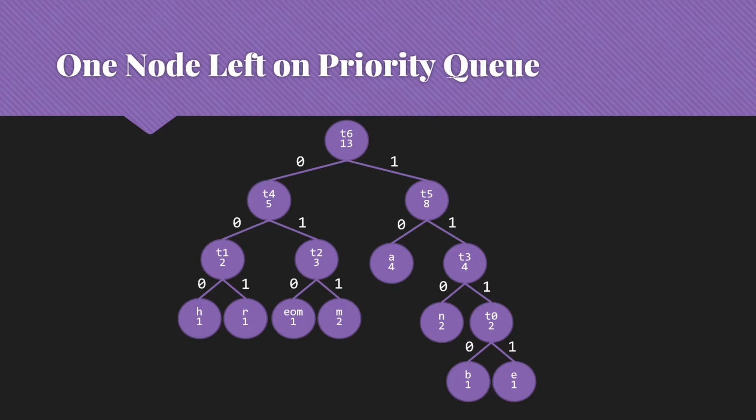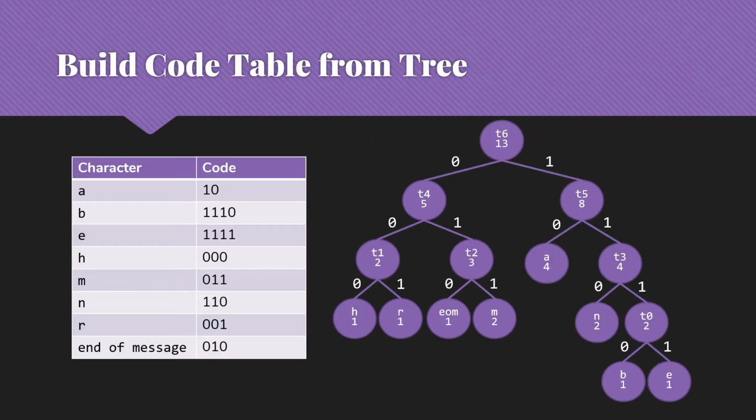The next step will be to actually create a code table from the tree. So we're going to go through each of our characters and basically go through the tree, do a traversal, and find the code and note for each leaf, this was the code to that character. So we'll end up with A being 1, 0, B is 1, 1, 1, 0, E 1, 1, 1, 1, H 0, 0, 0, 0, and so on.